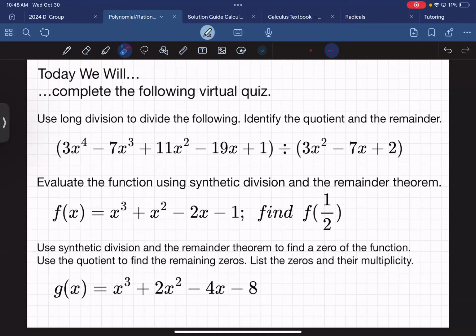Moving forward, I probably won't be doing the long division again, so this is our opportunity to review it and make sure that we're comfortable for the test with the problem that we have on the test. Okay, so make sure we get done.